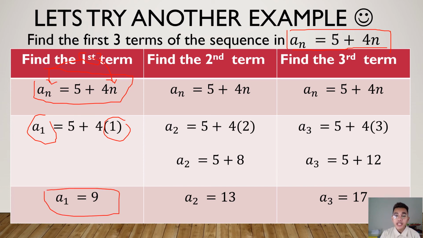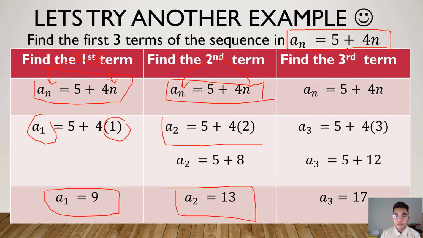In the second term, of course, the process is the same. We're just going to substitute 2 for n. So a sub 2 is equal to 5 plus 4 times 2, that is 8. So a sub 2 is equal to 5 plus 8, and the second term is 13.